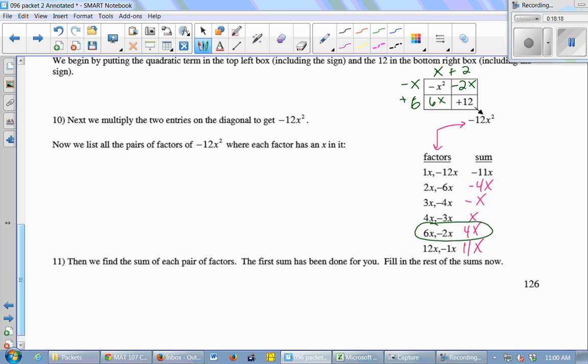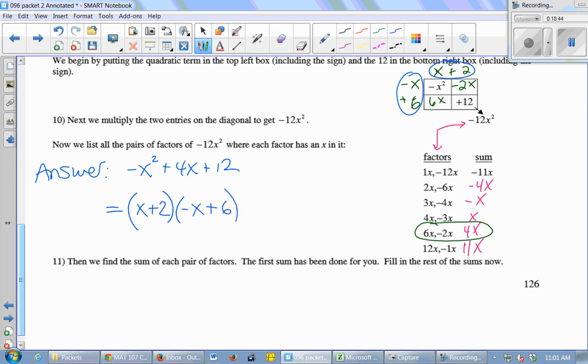So I have now factored it. My factors are x plus 2 and negative x plus 6. So my answer, right, I took negative x squared plus 4x plus 12, and I rewrote it as a multiplication problem, x plus 2 times negative x plus 6. So it's kind of a long procedure. Once you do it a couple of times, it'll stick.